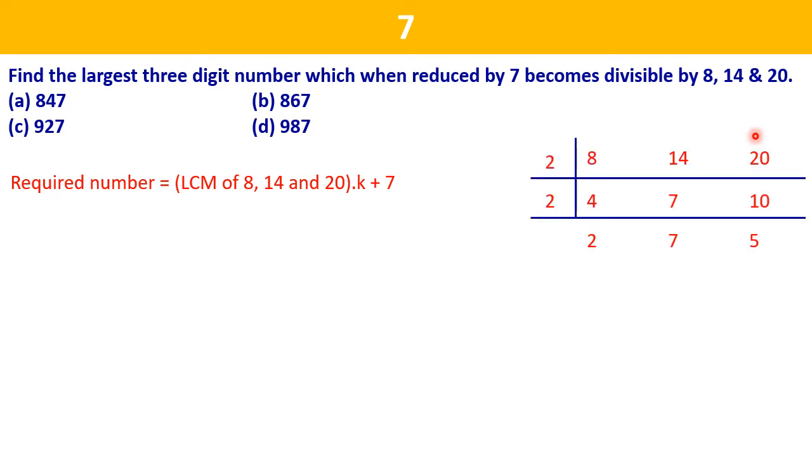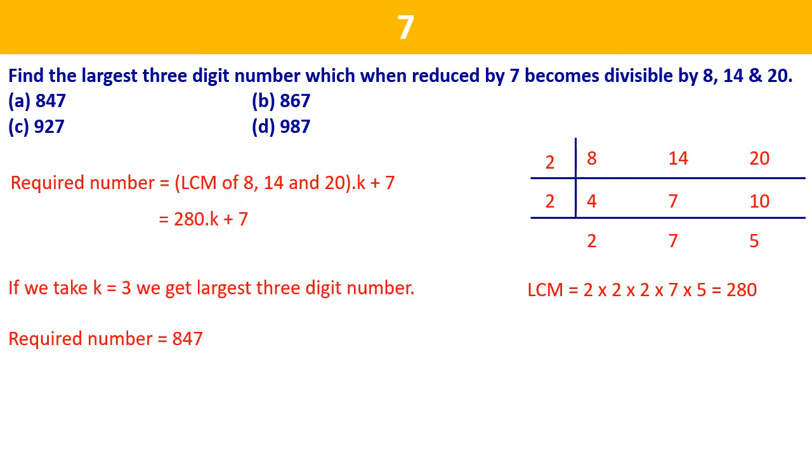We can calculate it like this: 2 into 2 into 2 into 7 into 5. So that comes out to be 280. So it can be written as 280 into k plus 7. Now in this question it is asked for the largest 3-digit number, so we need to appropriately select the value of k. If we take k equal to 3, we get the largest 3-digit number, which comes out to be 847. So option A is the right answer.